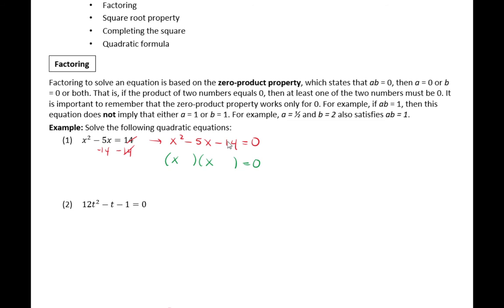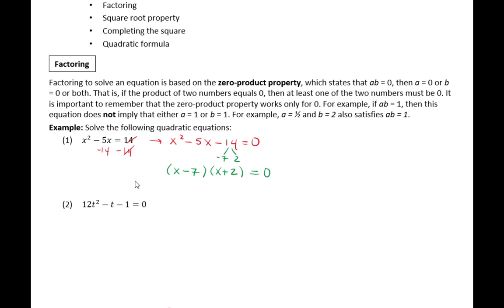Let me erase this one for now. Let's say we look for x here and another x here. We will get simply x squared. So I'm looking for two factors of negative 14 whose sum is negative 5. That's going to be negative 7 and 2. If you add them, you get negative 5, and their product is negative 14. So it will be x minus 7 and x plus 2.